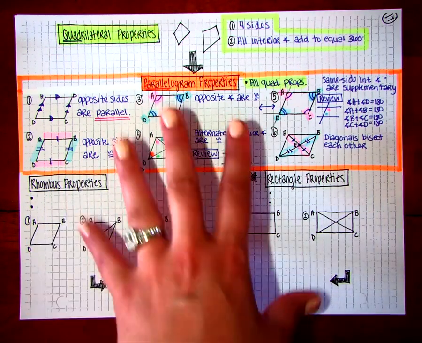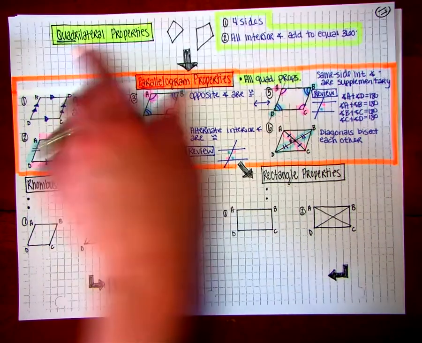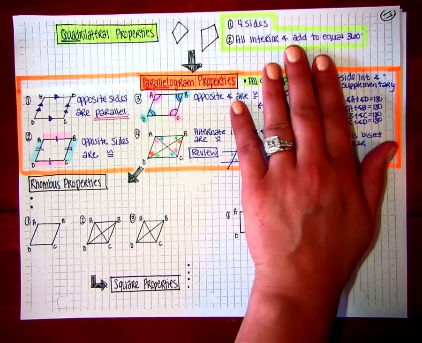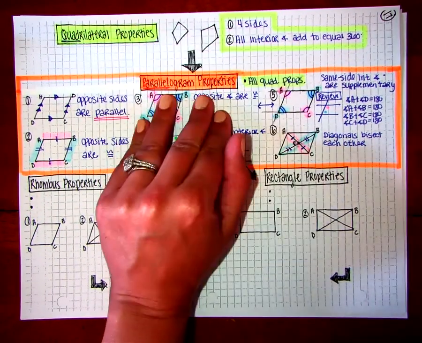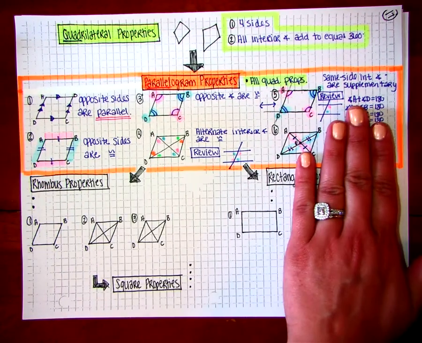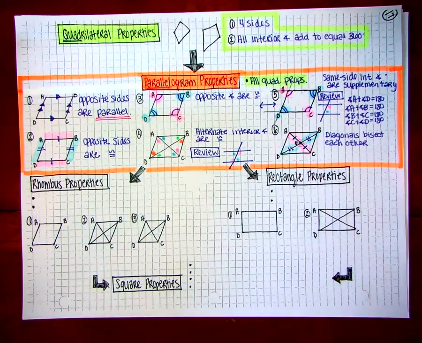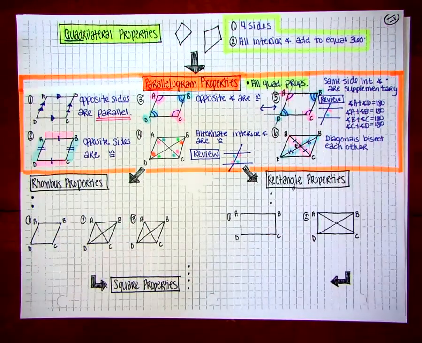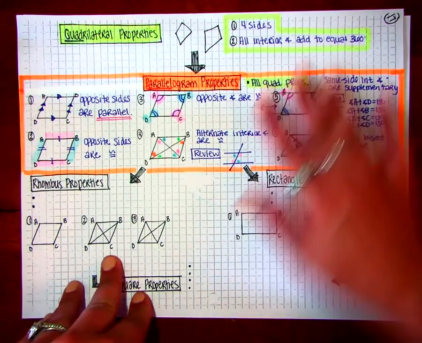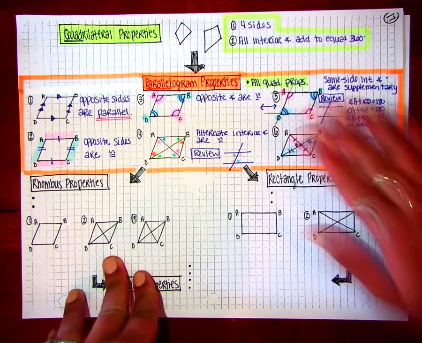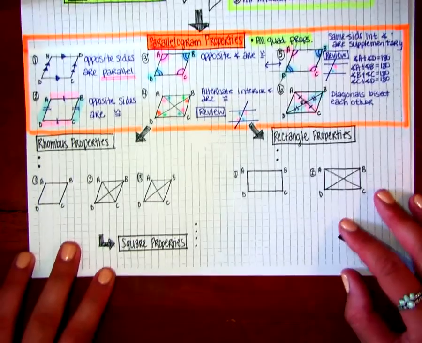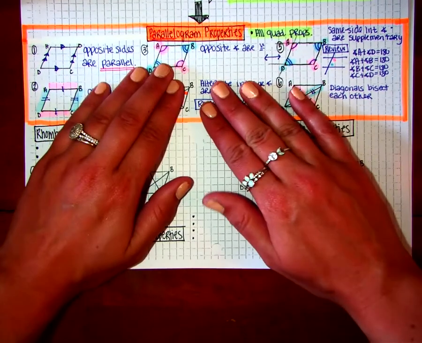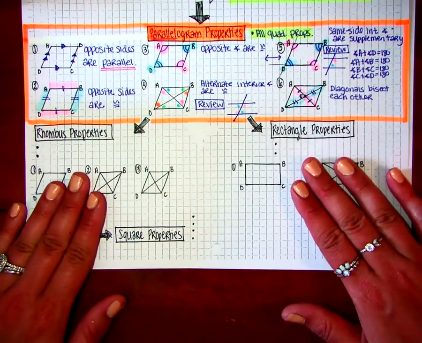All right, guys, so to continue on, we've got our quadrilateral properties, 4 sides, 360. Those properties flow down into what's called a parallelogram. And remember, those have 6 properties of their own that they bring to the table in addition to all quadrilateral properties. So they also get the properties here flowing down.